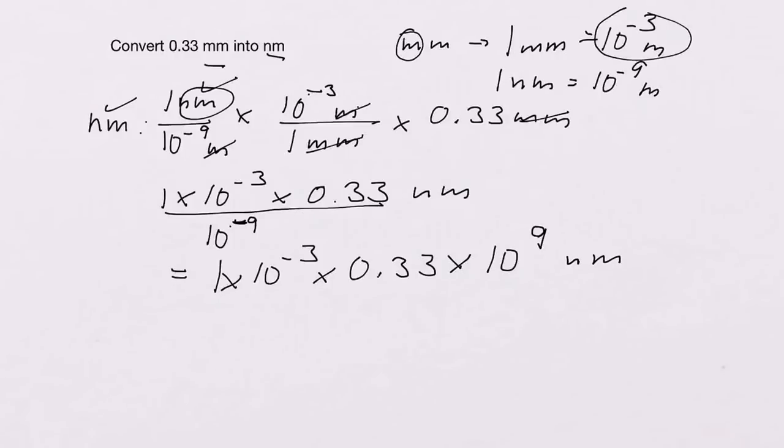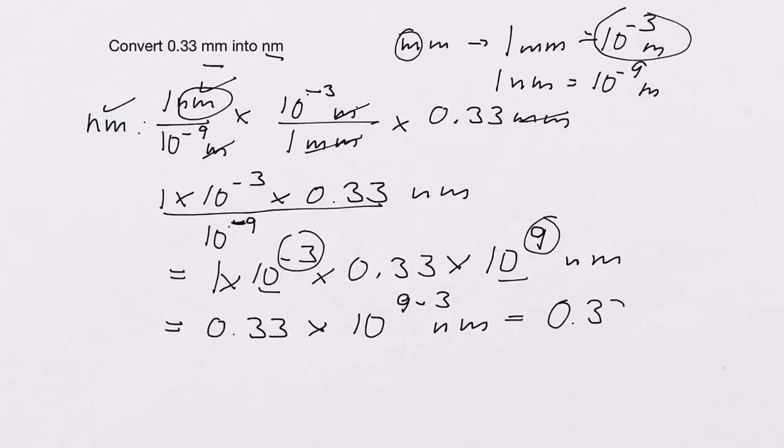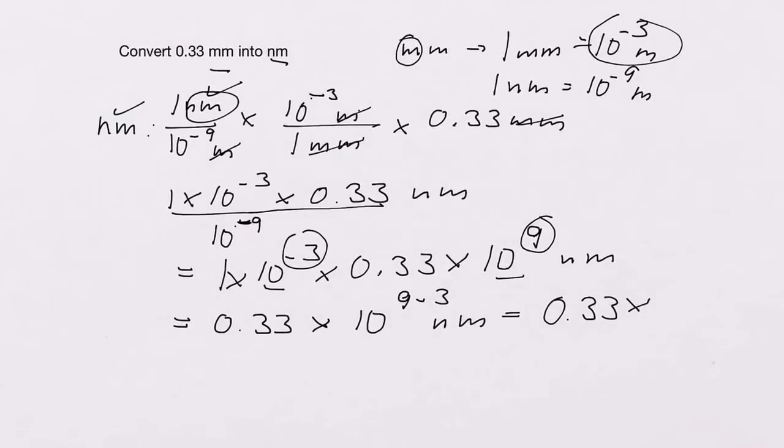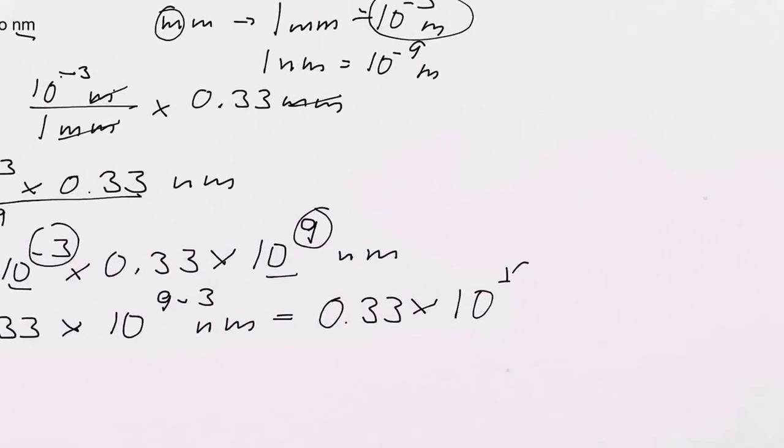And now I've got that in a nice form, and I can take the basis here and I can say it's 0.33 times 10 to the power of 9 minus 3, so that's this here and this here, nanometer, and this is 0.33 times 10 to the plus 6 nanometer.